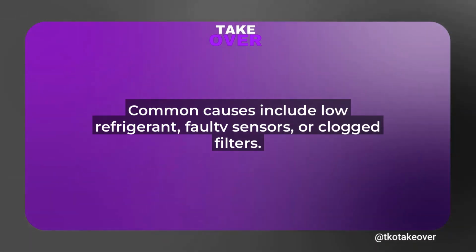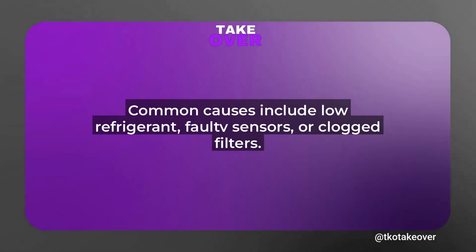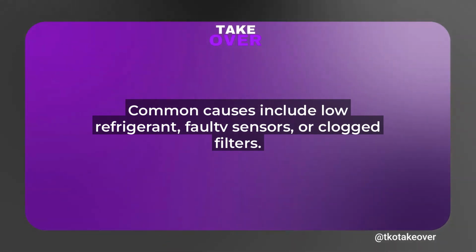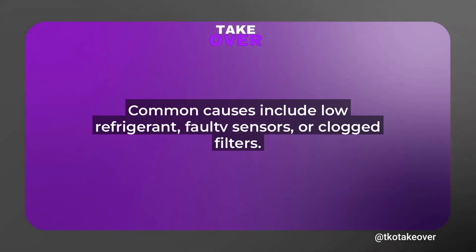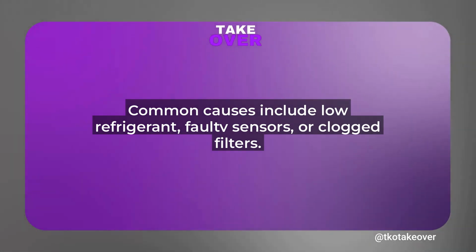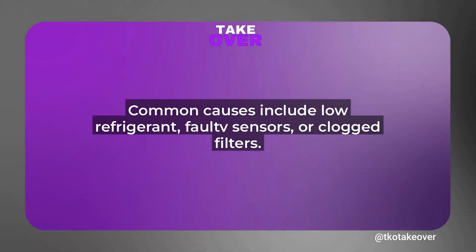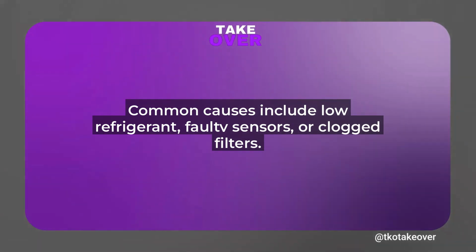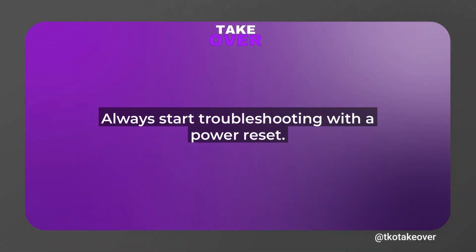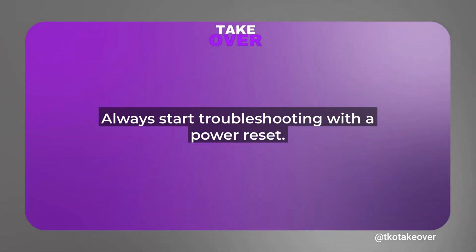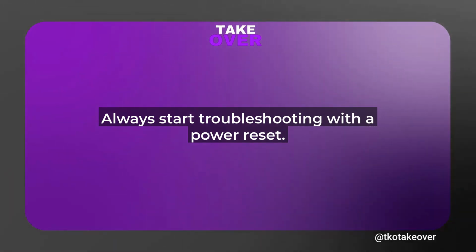First off, let's talk about what CH50 actually means. In LG air conditioners, error code CH50 typically points to an issue with the compressor's discharge temperature or possibly a problem with the inverter module. It's often related to overheating or a fault in the system's refrigerant cycle, which could stem from low refrigerant levels, a clogged filter, or even electrical glitches.